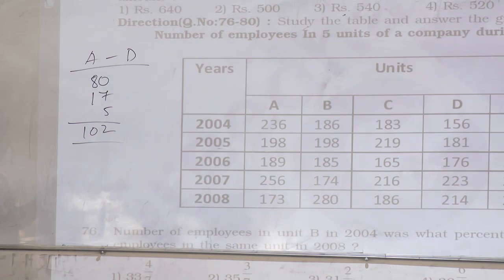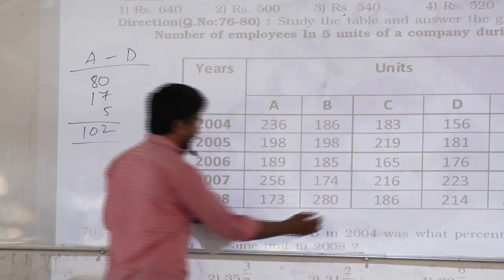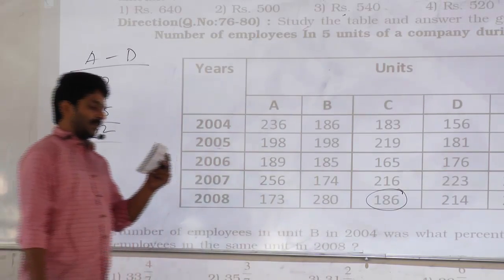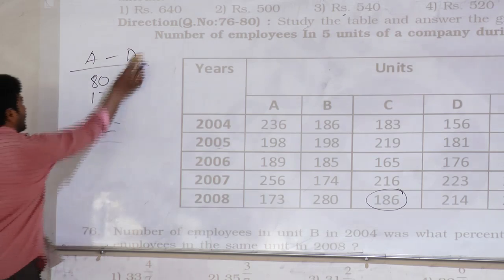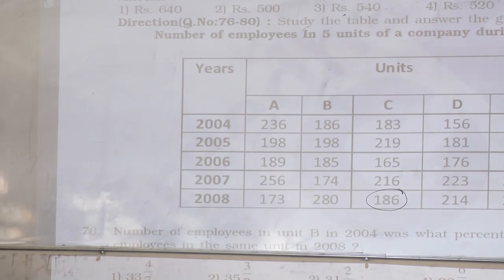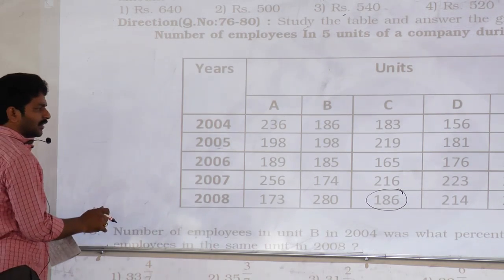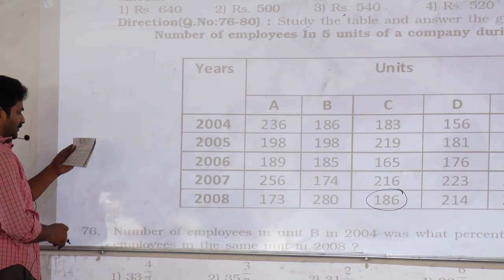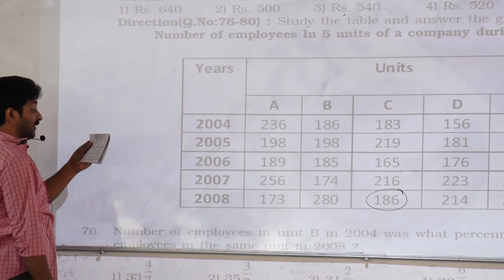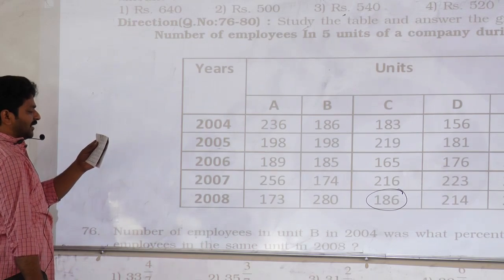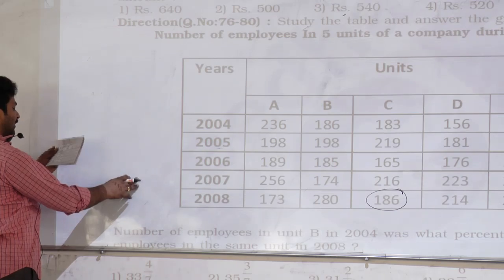Next 78. Number of employees in unit C in 2008, 186, is what percent of the number of employees in unit E in the same year? Unit E we have 296. Right. Now into 100. Number of employees in unit C in 2008 is what percent of the number of employees in unit E in the same year? Rounded off to nearest integer.